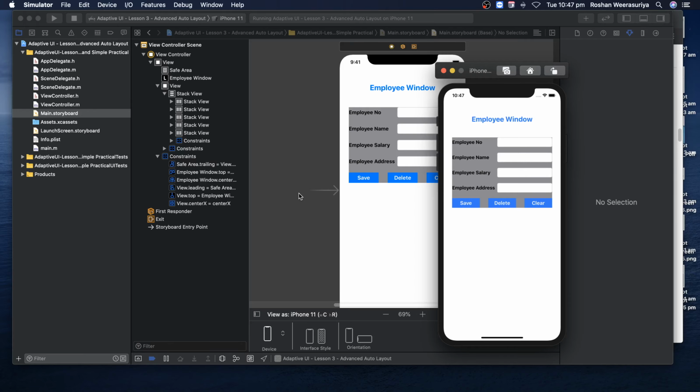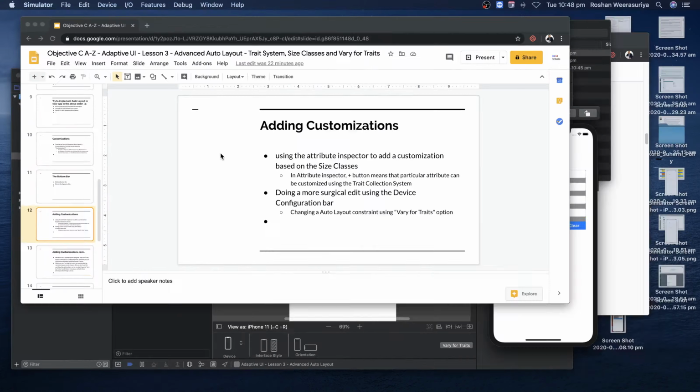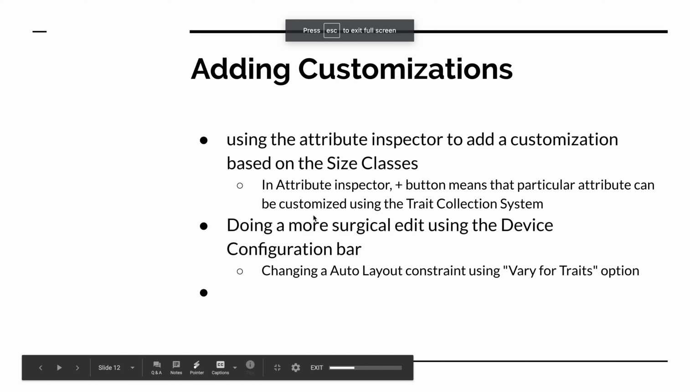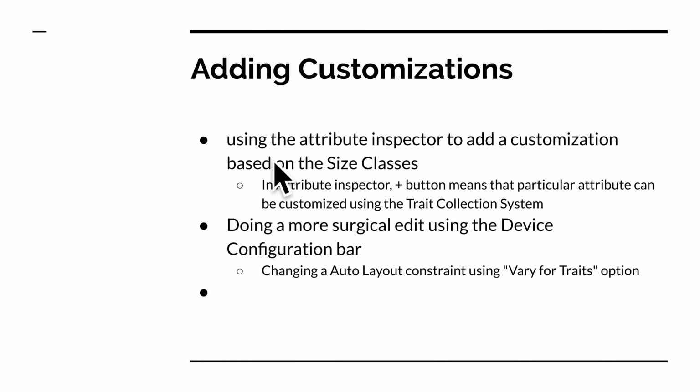So guys, you all are learning a lot. When you add customizations, we just did the first option, using the attribute inspector, based on size classes. So what is a size class? Width regular, height regular. That is what we did the customization for. Okay, awesome. Then you have the second option to do a more surgical edit using the device configuration bar.